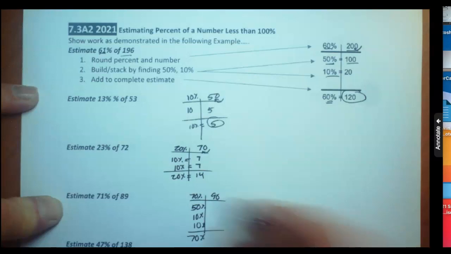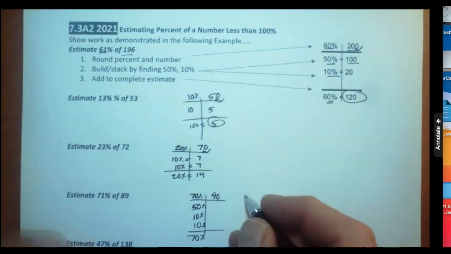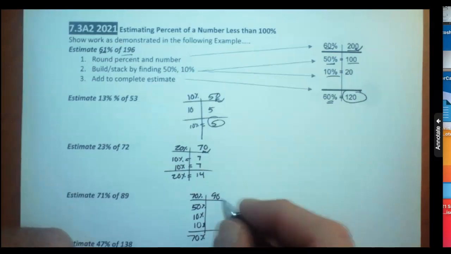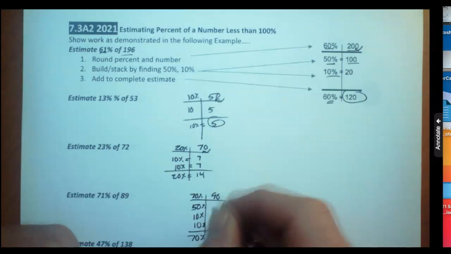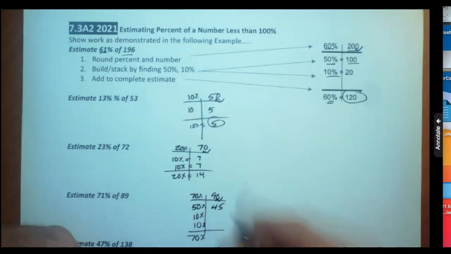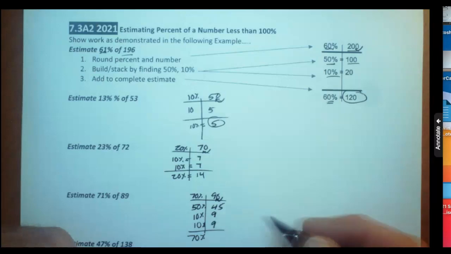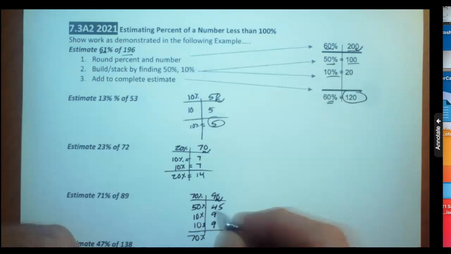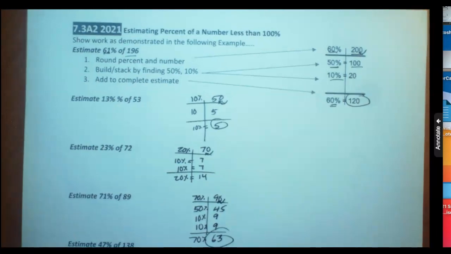So what's half of 90? Well, half of 80 is 40. And half of 10 is 5, so half of 90 is going to be 45. 10%, move that decimal once, it's going to be 9, and then another 10% will be 9. So really what we have is we're just counting by 9s here. We're at 45, then it becomes 54, and then 63. 63 is our total there.